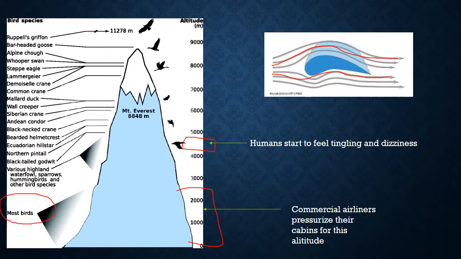So just for reference, Everest is 8,848 meters high. And there are a few birds that can fly up and over Everest. So at that altitude, you just get a rare type of bird that can do that. And of course, it's all going to depend on those lungs and air sacs.